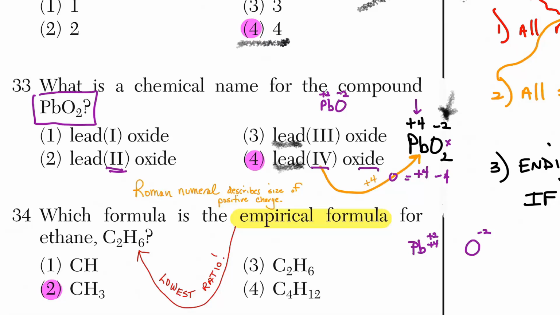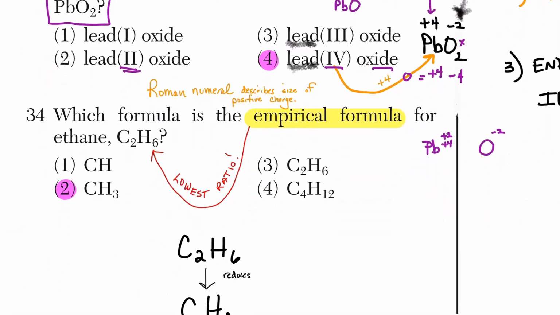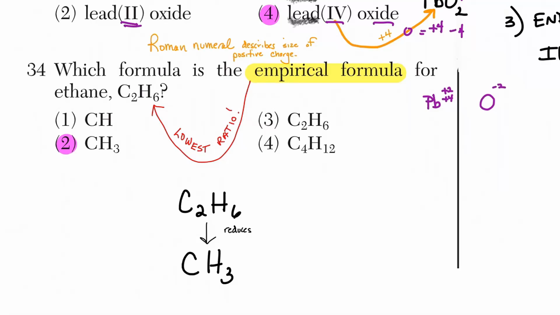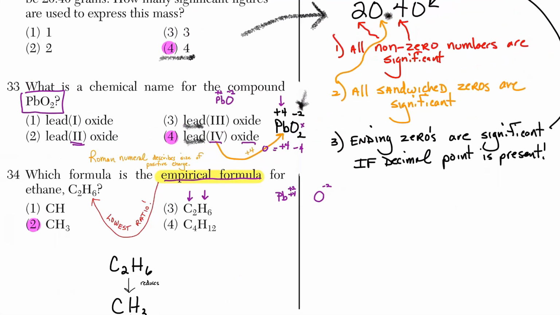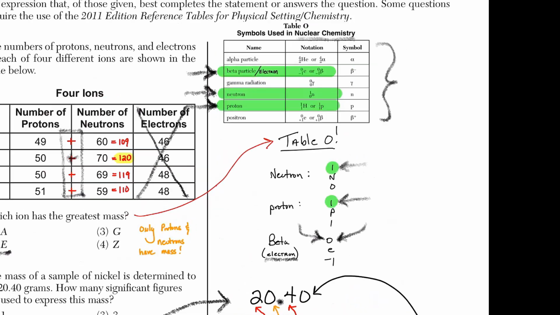Okay, and then 34. Which formula is the empirical formula? Empirical formulas are the lowest ratio. Get that down. They're lowest ratio. We find them in laboratory. And the things that are lowest ratio are salts, but things that are molecules, things that are made up of nonmetals and nonmetals, they exist in molecular formulas. But in any case, they want the lowest ratio of C2H6. Just reduce it. 2 to 6 becomes 1 to 3. So that's why 2 is the answer. 34 is the lowest ratio. Simple as that. All right, and I think that's all the questions I got.